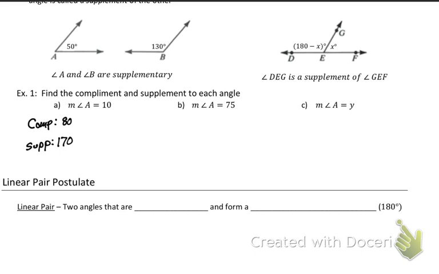Okay, now my measure of angle A is 75. I need a complement and I need a supplement. Can someone raise your hand and tell me what the complement would be of a 75-degree angle? Someone new. Yeah. It would be 15. I 100% agree with 15, because 15 plus 75 is 90. Who can give me a supplement? Someone new. What would the supplement to a 75-degree angle be? Yeah, what did you get? 105 is 100% correct.